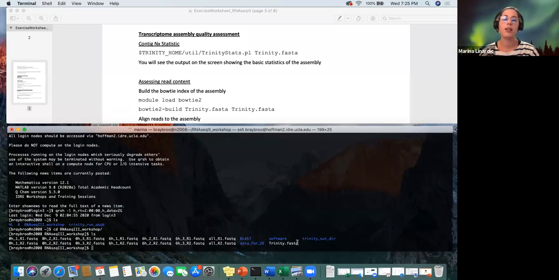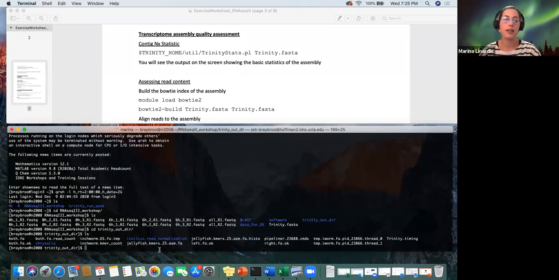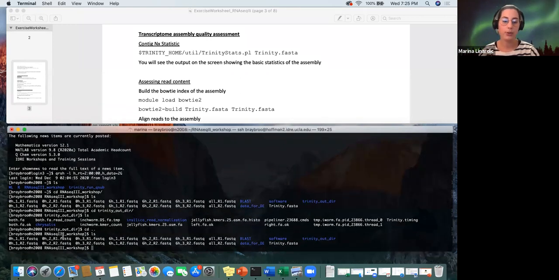And this is the Trinity out directory that was created when we started the Trinity run yesterday. But if you look into this Trinity out directory, it's not really complete. There should be many more files if the run had finished. If we hadn't stopped it, you would have a lot more files here, including this Trinity FASTA file. But let's go out of there, back to our workshop folder.